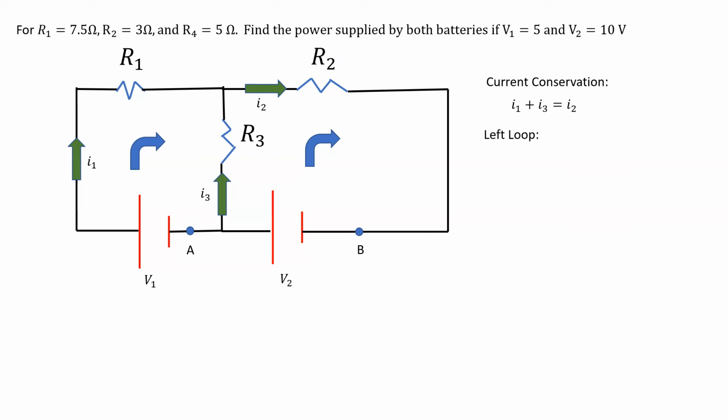So for the loop on the left, we start at A. The first thing we go across is the battery. We go from negative terminal to positive terminal, so we pick up a plus V1. We keep going around the loop. The current gets to a resistor, and we lose some voltage here. Now you may say, why do you lose?